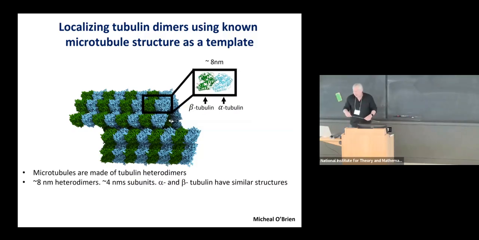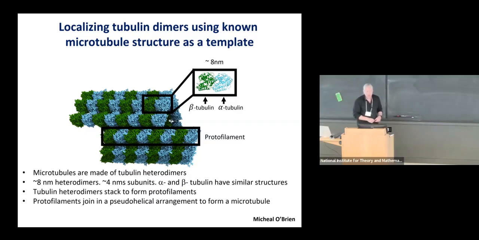Okay, so microtubules are made up of tubulin heterodimers, right? A heterodimer has an alpha tubulin and a beta tubulin subunit. The heterodimer is 8 nanometers long, so that's 4 nanometers between each subunit. And alpha and beta tubulin have very similar structures, but not literally the same. All right, and these tubulin heterodimers stack to form protofilaments. This kind of stack is called a protofilament, and the protofilaments join together to form a pseudohelical arrangement, which is a microtubule. All right, so that's the structure.